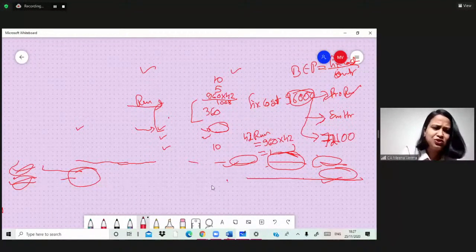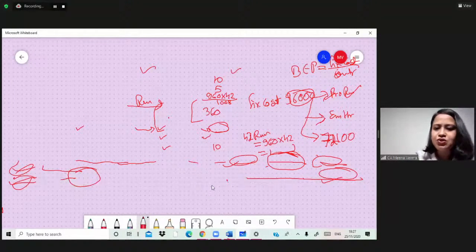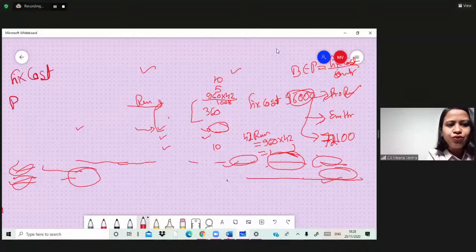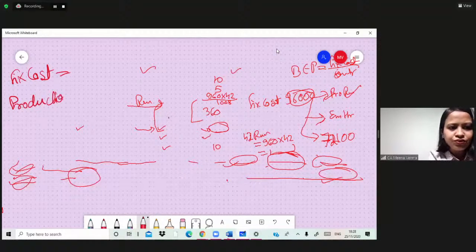So this is the information which we have. I will not delete it because I will use this information. Now see here, the fixed cost which we have. One is related to production run.